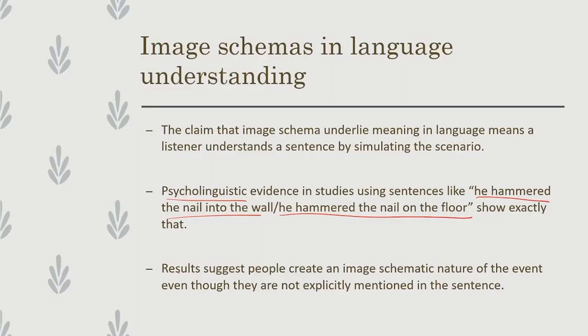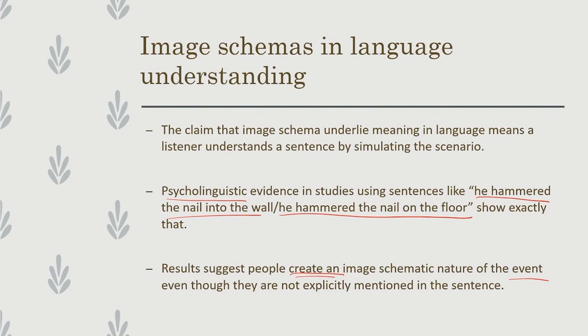So, the results from a large number of studies using this kind of sentence pairs have shown that people actually create an image schematic nature of the event. So, we create an image schematic nature of the event in our brain. Basically, we activate the image schema, so to say, because the schema is already there, because of the embodied experiences throughout our life, which has seen this recurring pattern already.